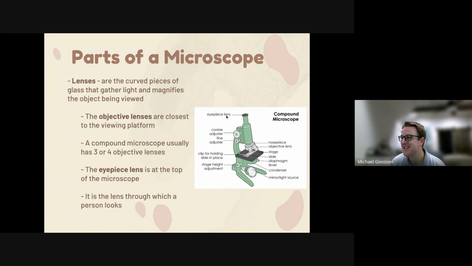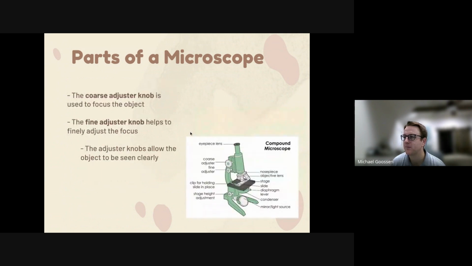So we got the lenses, okay? The lenses are the curved pieces of glass that gather light and magnify the object. The objective lens is closest to the viewing platform. Then we got the eyepiece lens, which is up here. See, the objective lens is down here. Eyepiece lens is up here.